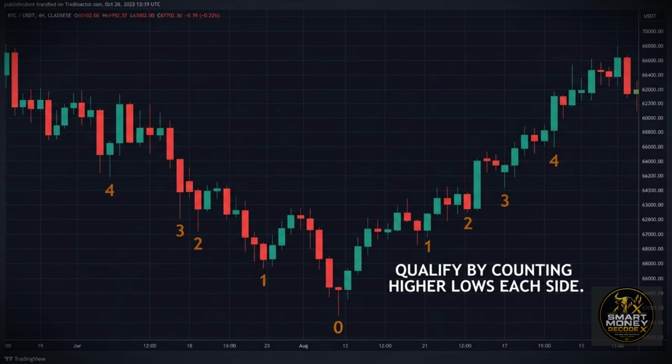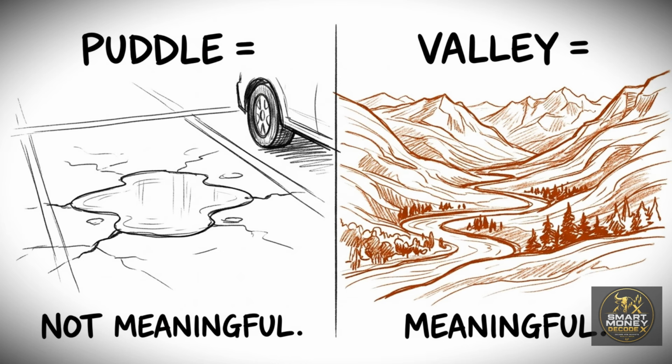A swing low with 5 or more candles on each side tells you price reached that level, held while multiple periods passed without going lower, and then reversed higher. That is a real structural turning point. Buyers were present at that level with enough conviction to hold price above it for an extended period before it moved higher. The analogy here is a valley between 2 mountains. A puddle in a parking lot is a low point, but it is not meaningful. It is just the result of rain filling the nearest depression.